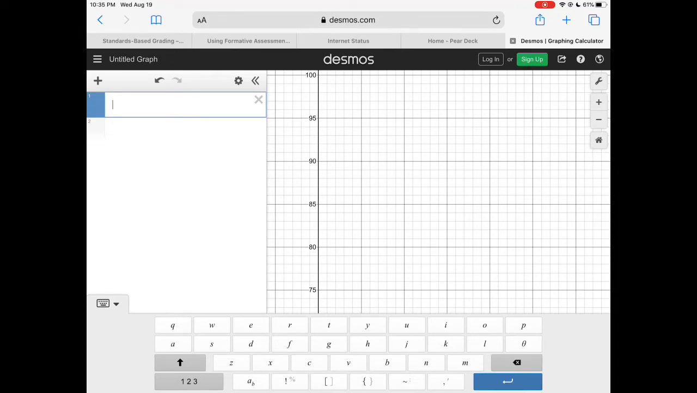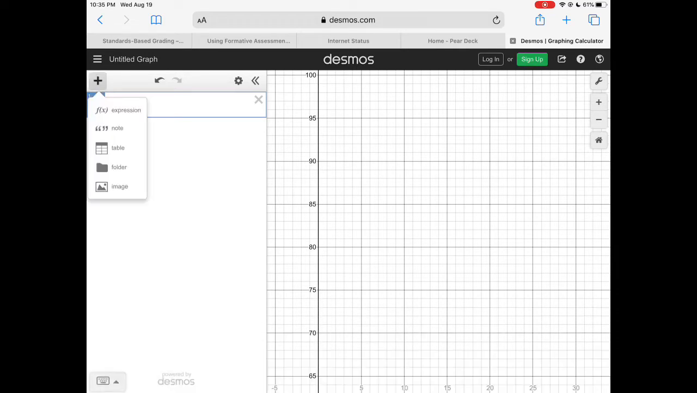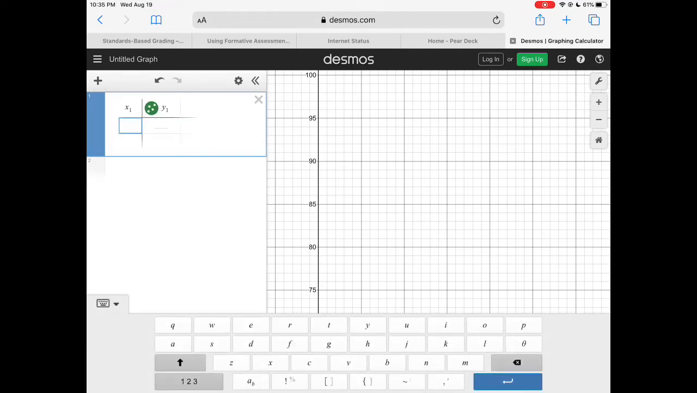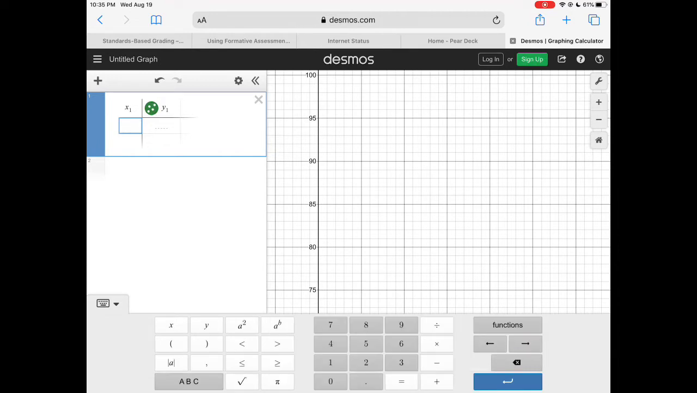So I'm going to click on the plus symbol that's in the upper left corner. And once I do that, I'm going to see a drop-down menu, and I want to select Table. After I have the table selected, I need to enter my x values and my y values. So my x values were 10 and 20. And the corresponding y values, at 10 I was at 85, and at 20 I was at 95. So there's my 2 points.